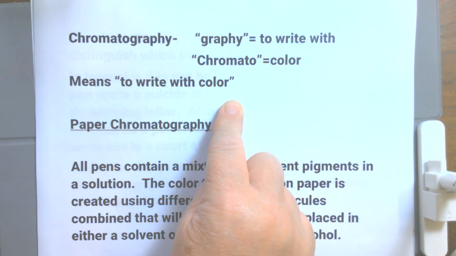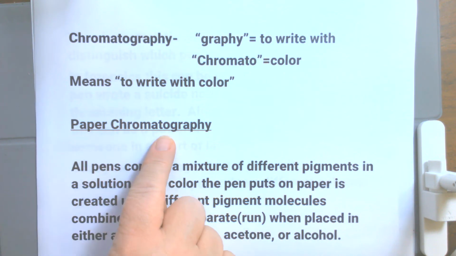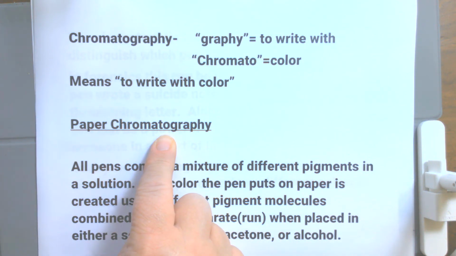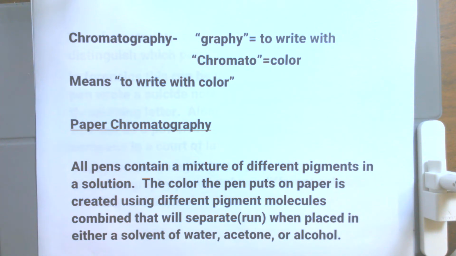Now there are many different types of chromatography. The one we're going to be discussing today is paper chromatography. There is gas chromatography, there's column chromatography, there's many different ways to do chromatography. In the high school lab, paper chromatography is the primary one that we use.